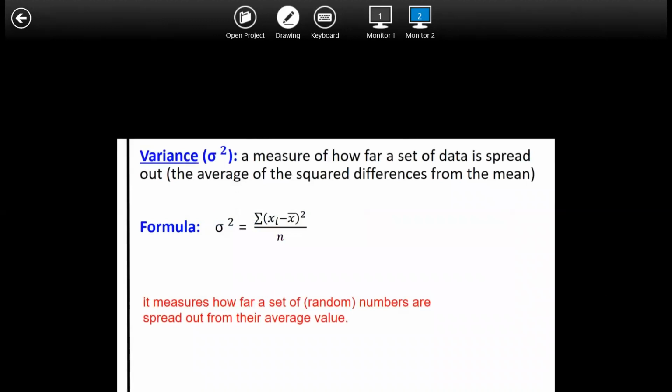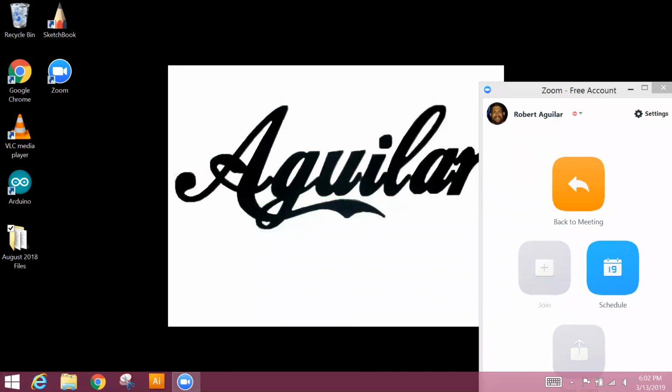The variance is a measure of how far the data set is spread out, the average of the squared differences from the mean. There's the formula. Sigma squared is equal to the sum of the sample minus the mean squared, over the total amount of numbers. Again, we're going to do this all together, so don't freak out, it is not more difficult than it looks.